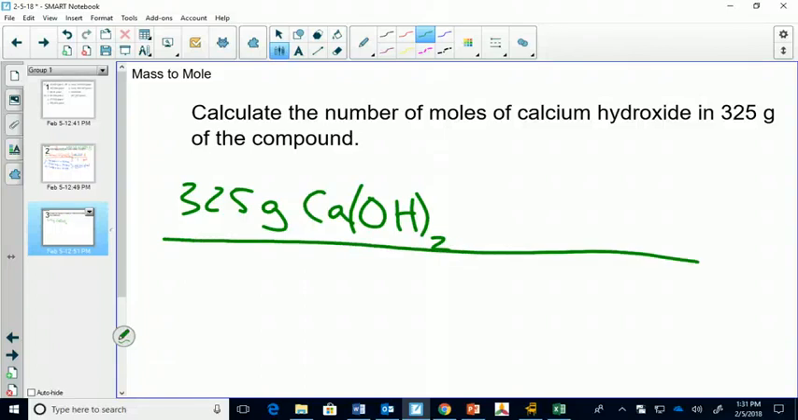So, what units are going to go up top here? What am I trying to get to? Moles. I want moles. What am I trying to go from? Grams, mass. Good. Okay. Can I look on the periodic table and find the molar mass for calcium hydroxide? No. I got to add up the pieces, right? Yeah, well done. So, how many calciums do I got? Just 1.